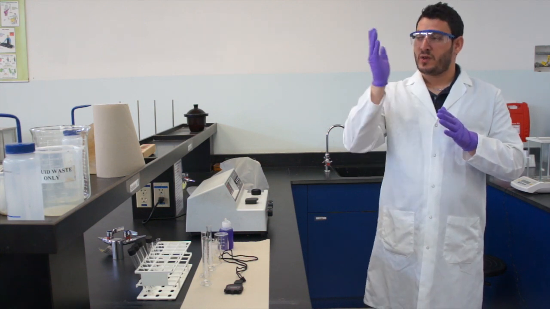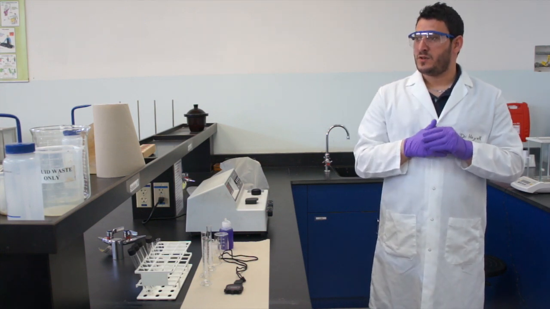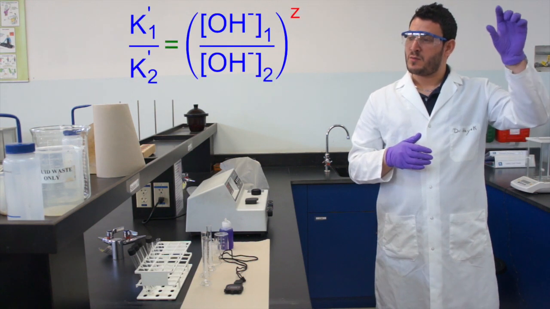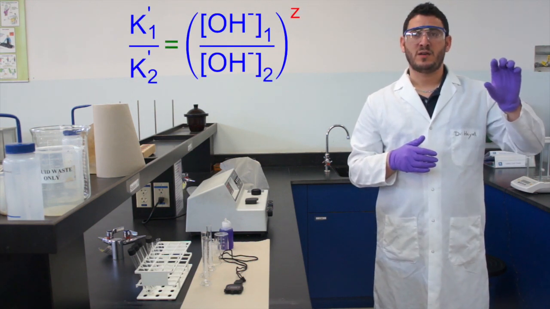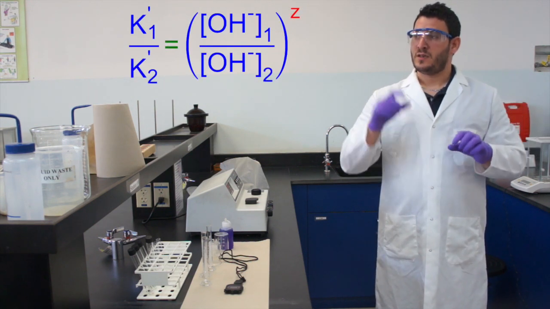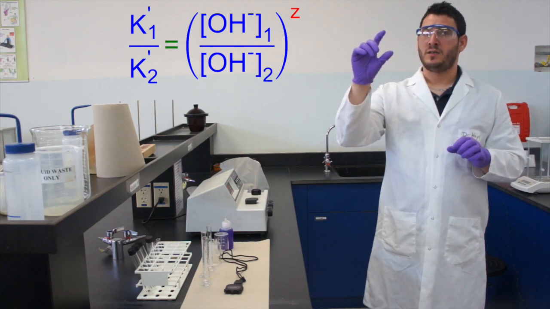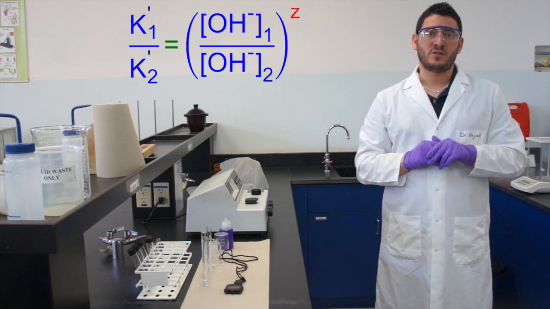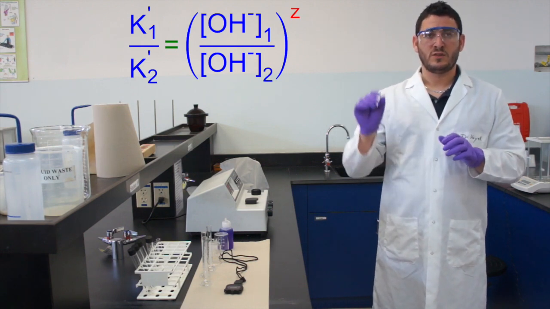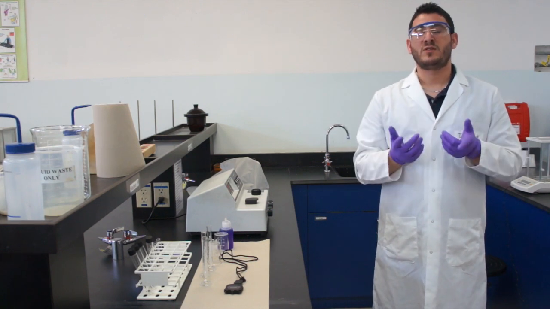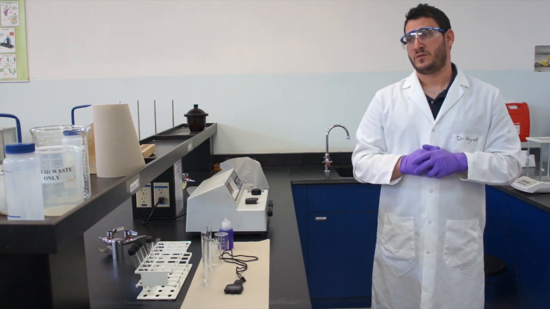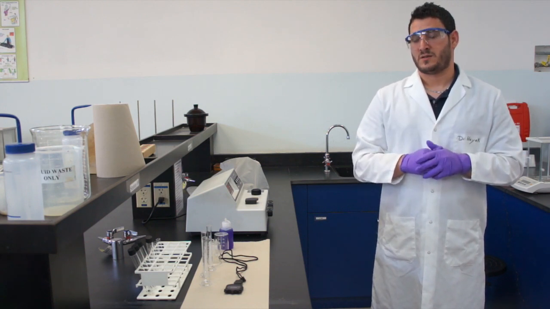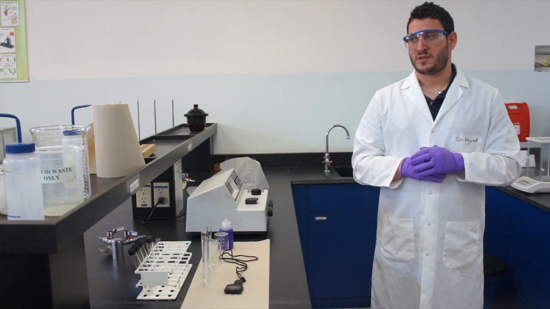Okay? You cancel K and K, you end up having that the value of K prime 1 divided by the value of K prime 2 is equal to the concentration of OH minus 1 to the power of its order divided by the concentration of OH minus 2 to the power of its order. And then you do the math and you can get the order for the OH minus. We can see that again in the post-lab session.